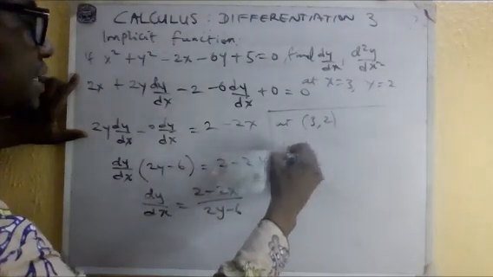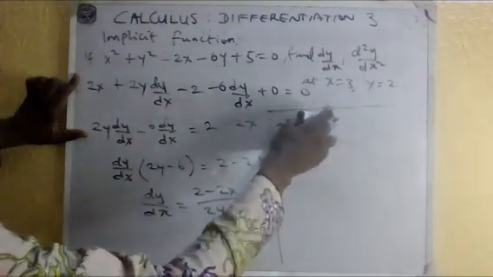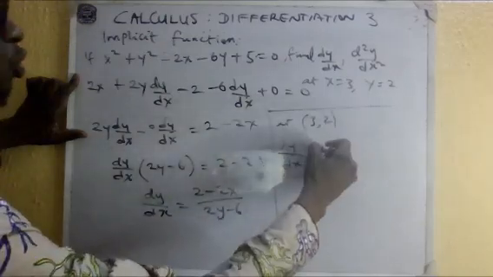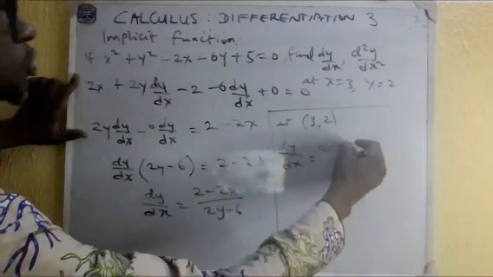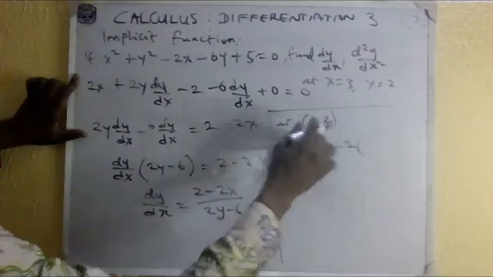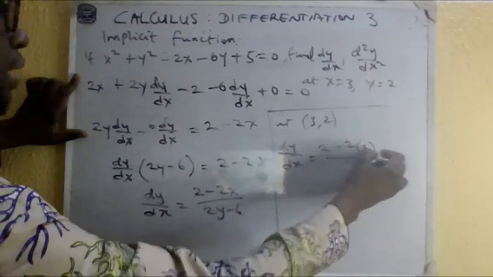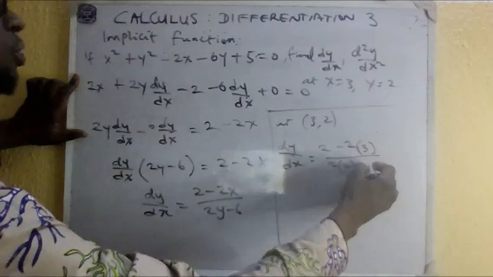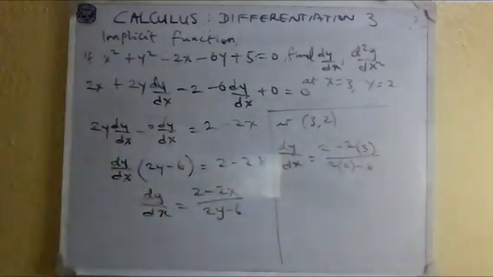So dy/dx is equal to: where you see x, you put 3; where you see y, you put 2. Substitute. So x is 3 and 2y, y is 2, minus 6. Okay, so we'll do the maths. Can somebody type the answer in the comment section?